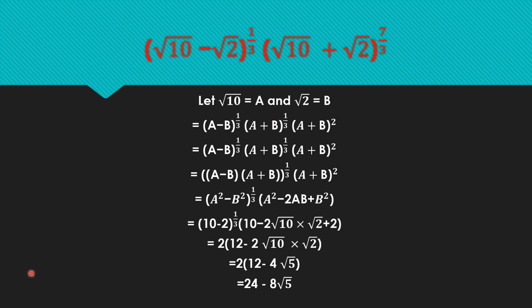Now, let's look at this part first. Now, this part was derived from the formula a to the power of x times a to the power of y, which is equal to a to the power of x plus y.